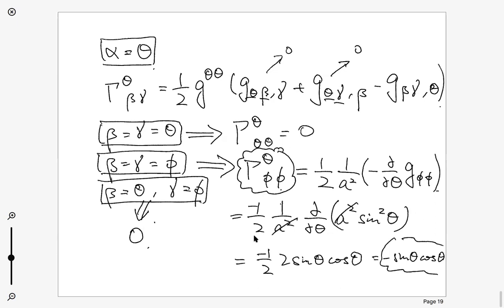Li Yong said g theta theta derivative with respect to theta is 0. Right. Yes, you're correct. Thank you.